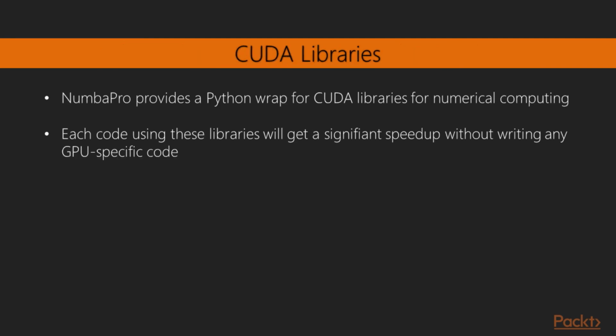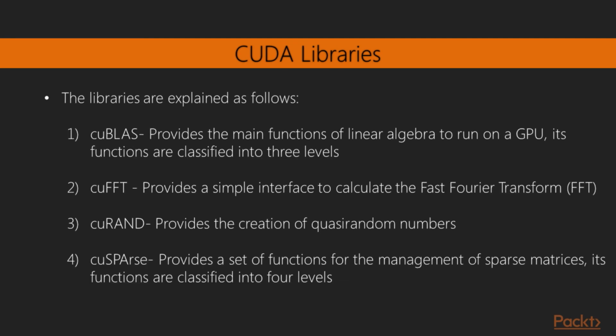Numba Pro provides a Python wrapper for CUDA libraries for numerical computing. Any code using these libraries will get a significant speedup without writing any GPU-specific code. The libraries are explained as follows.